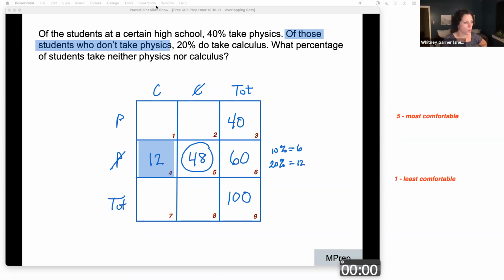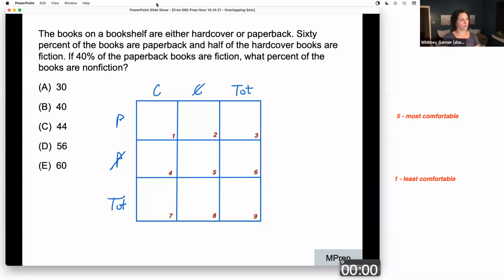Okay. So we'll try it again. Let's try another one building on that same idea. Let's go. Let's try this one.